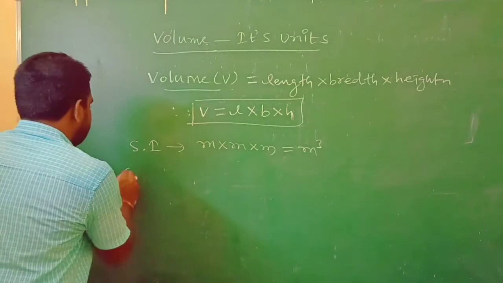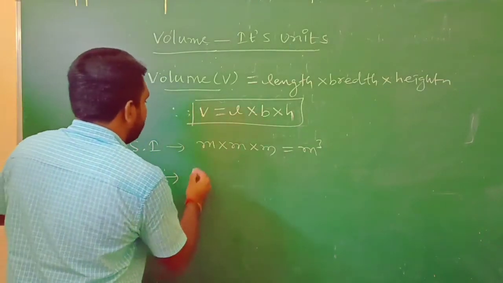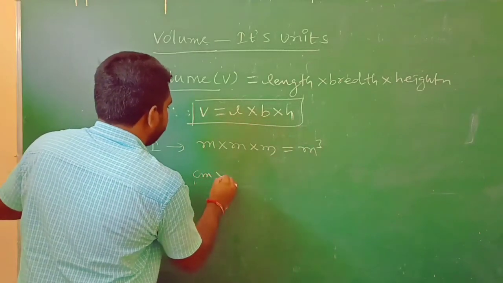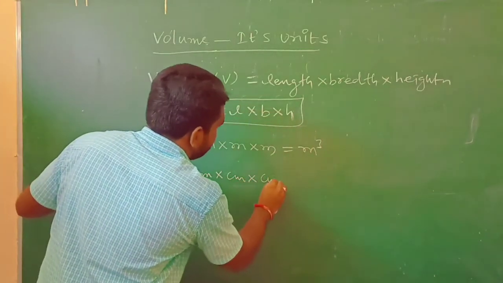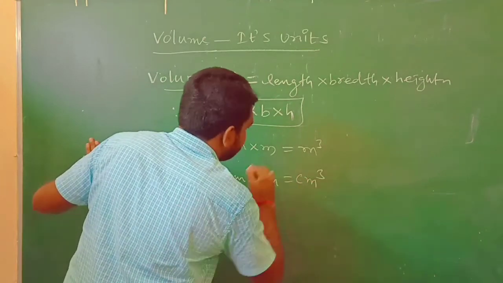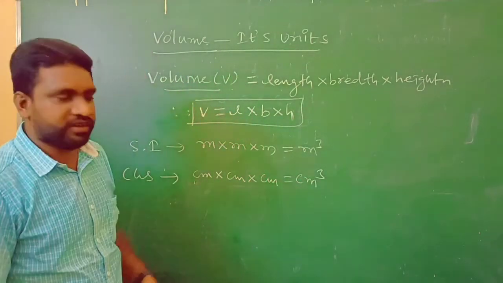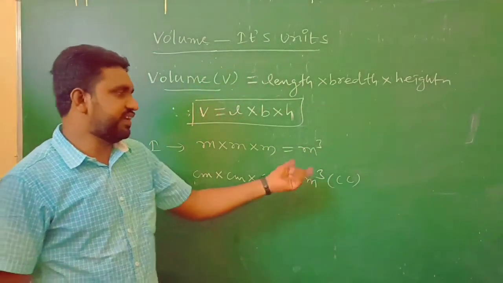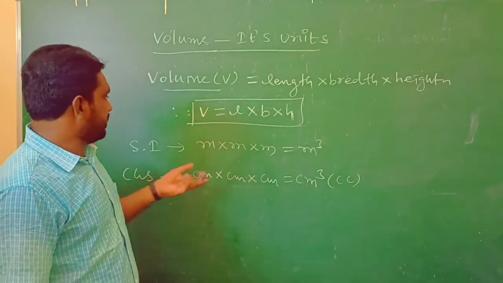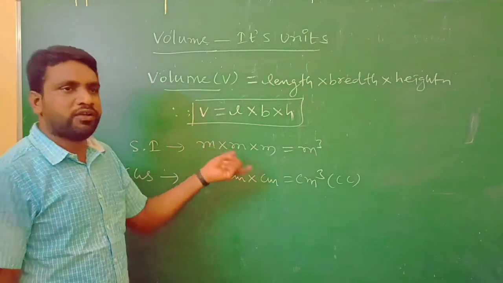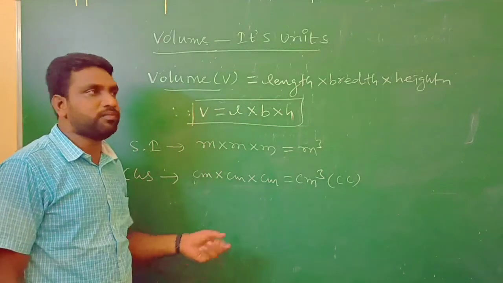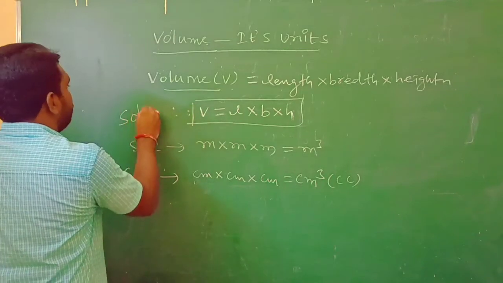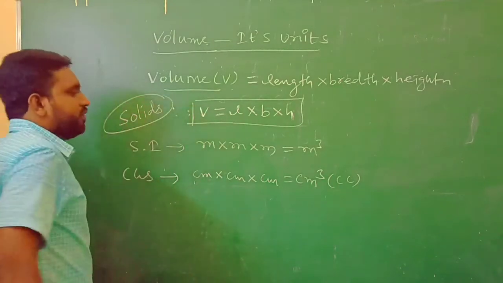Next we will consider the CGS system. In the CGS system, length, breadth and height are in centimeter into centimeter into centimeter. So we can write centimeter cube or cubic centimeter, which is also said to be cc, generally 100 cc, like that. These are the units of volume in the SI system and CGS system, and these units are most probably used only for solids. That is what you should remember.